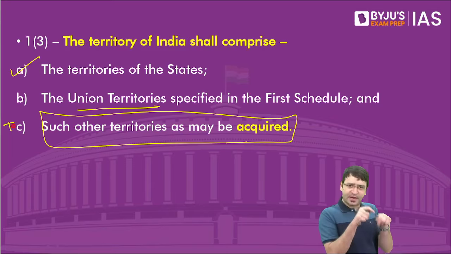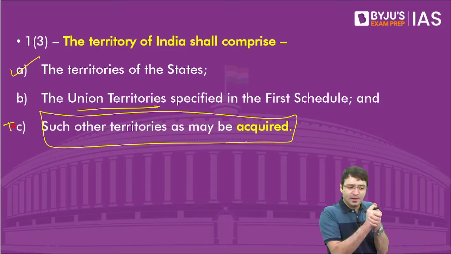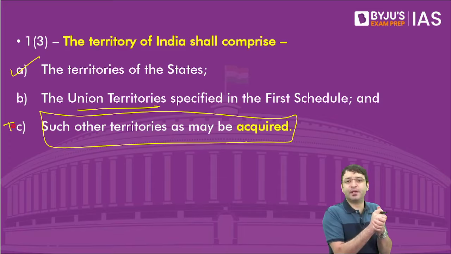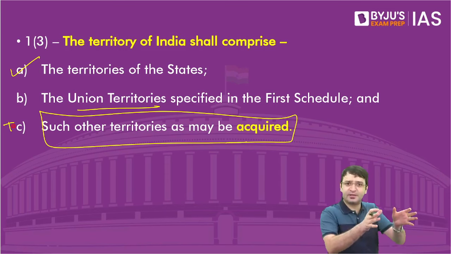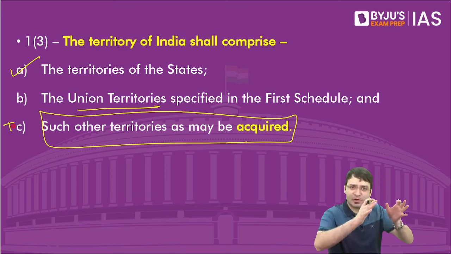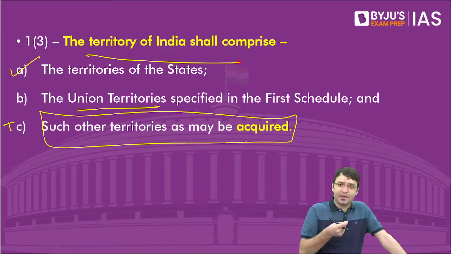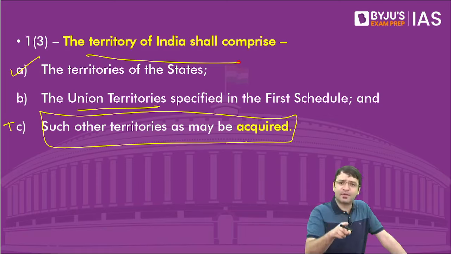So all the states that we have right now, all the union territories that we have right now, this is the territory of India, that's it. But tomorrow we want to acquire Pakistan, then Bangladesh, then Afghanistan, and very soon we will acquire China as well, then Myanmar, then all other countries. So territorial strength can be increased as much as possible. If at all we acquire foreign territories, those territories will also be part of the territory of India. So the territory of India can be either states or union territories or some of the territories which may be acquired. Sir, have we acquired any territory?